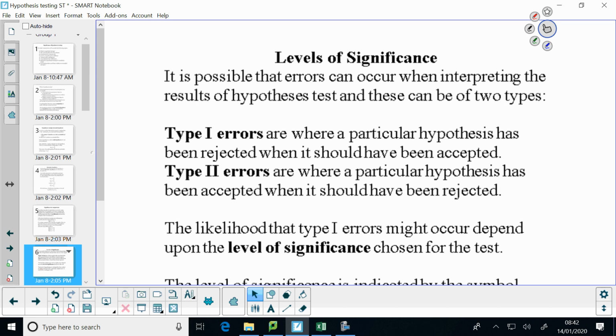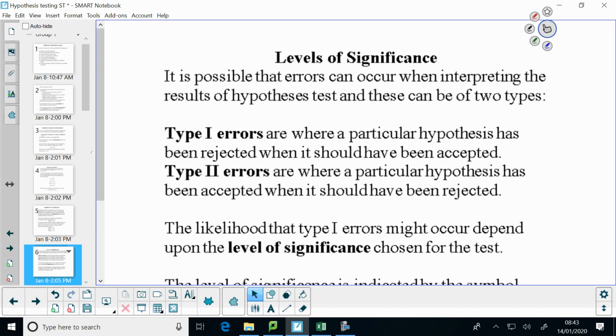Levels of significance. It is possible that errors can occur when interpreting the results of hypothesis tests, and these can be of two types. Type 1 errors are where a particular hypothesis has been rejected when it should have been accepted. So you've chosen something wrong somewhere, and actually you haven't got the right answer. And again, type 2 errors are where a particular hypothesis has been rejected.